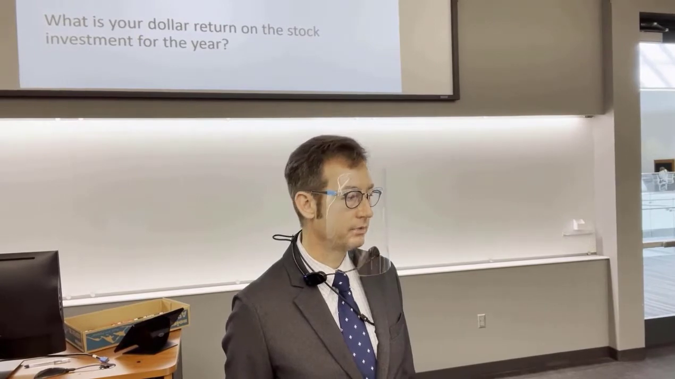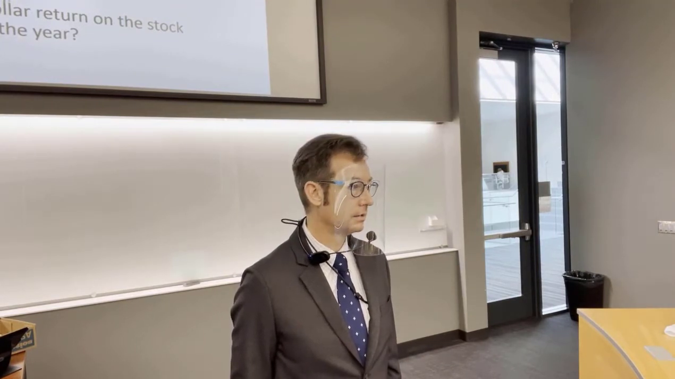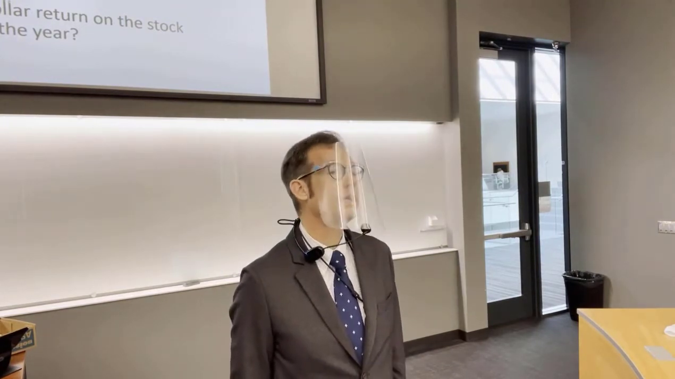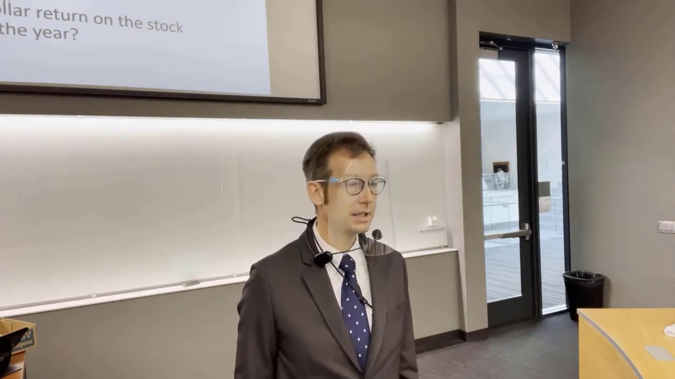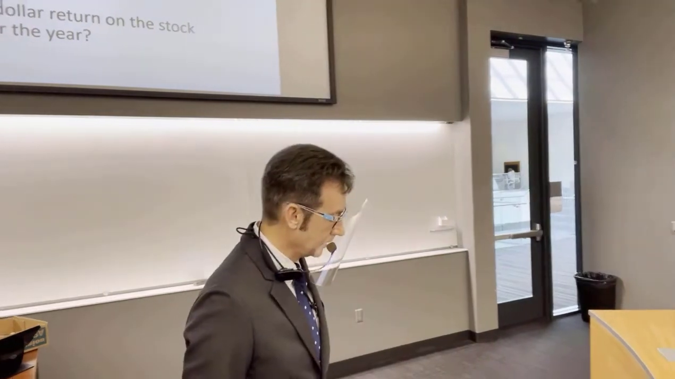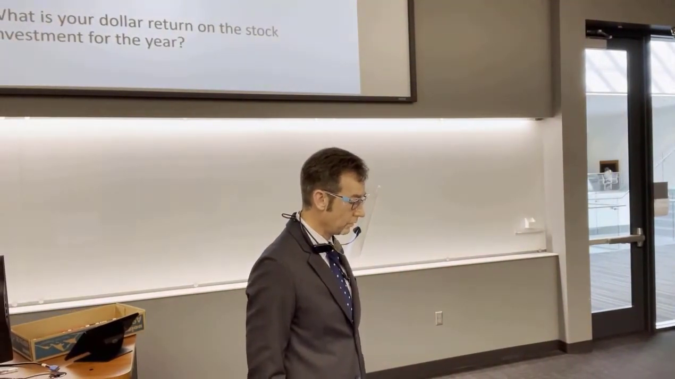Oh my goodness, you have to use your calculator for that. That's sad. What is it? 185. If you got the answer, shout it out, please. So it's $185 overall from dividends.